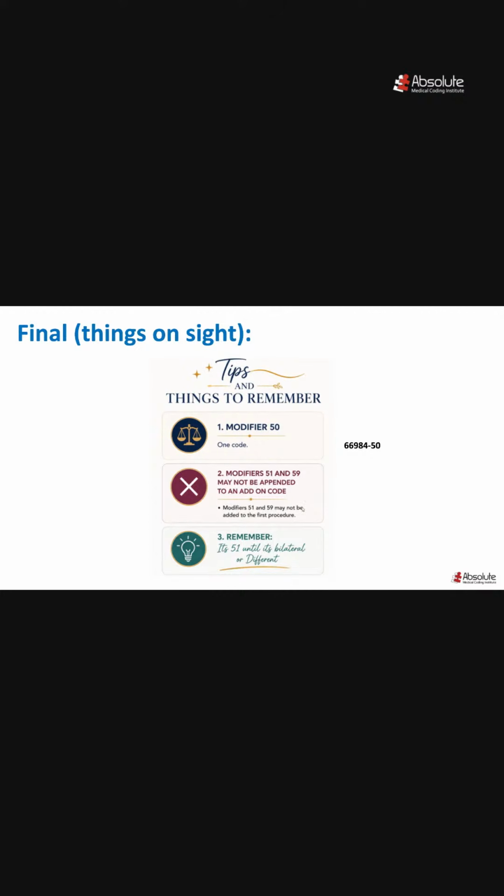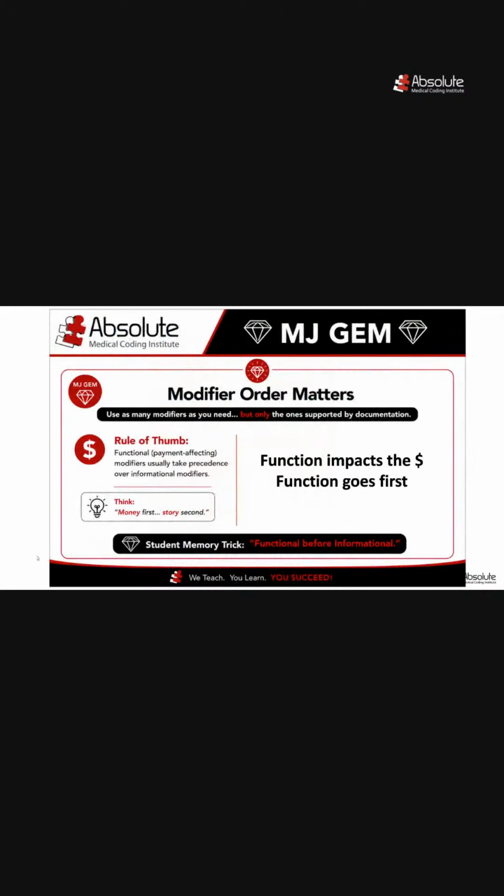All right. Why does it say 51, 59? Come on, chat. All right, I'll fix that. All right, so 50 can be appended to an add-on code. And finally, remember, it's 51 until it's bilateral or different. It's 51 until it's bilateral or different. And hopefully this didn't confuse you, but 50 and 51 cannot be sequenced first. 51 and 50 cannot be placed on an add-on code. And that's what I get for not checking.